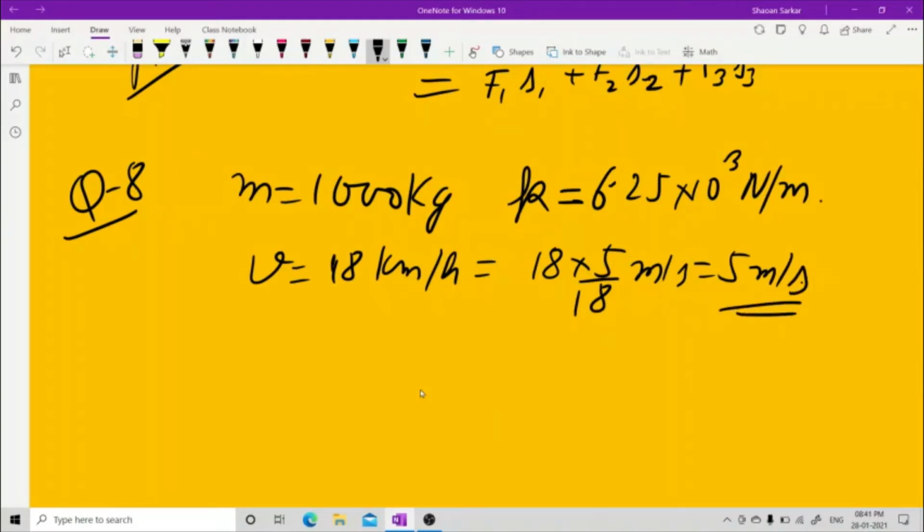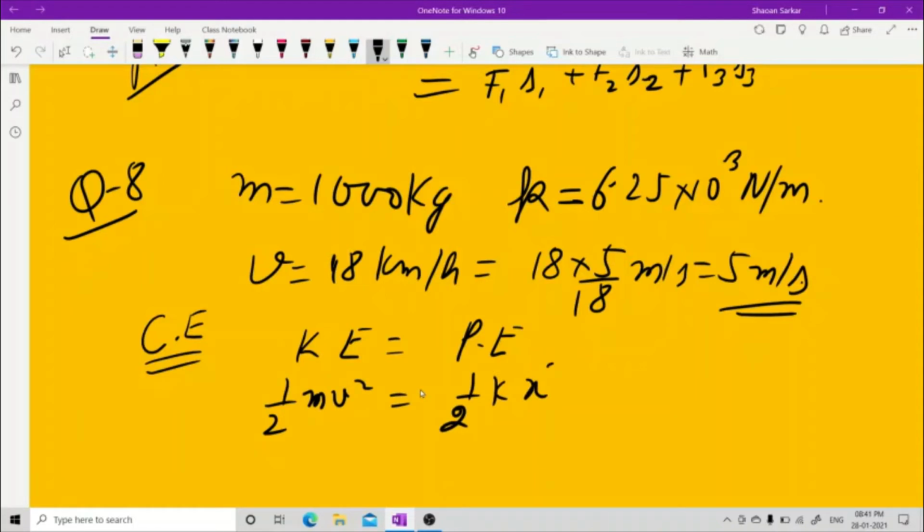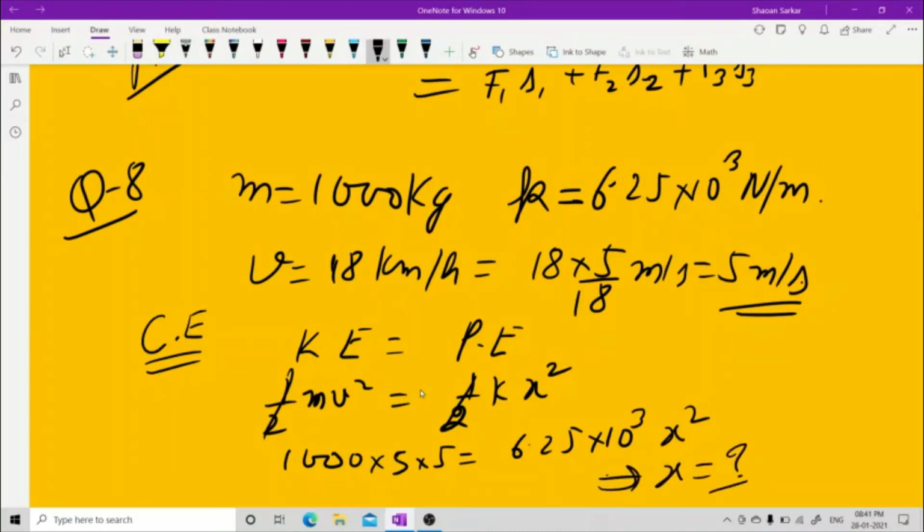Now, by conservation of energy, the kinetic energy of the car will become the potential energy of the spring. So half mv square is equal to half kx square. The half cancels out. The m is 1000, the velocity is 5 into 5, and k is 6.25 into 10 to the power of 3, and you have x square. Find x yourself. I'm not telling you. This is in meters. Question number 8 is done.